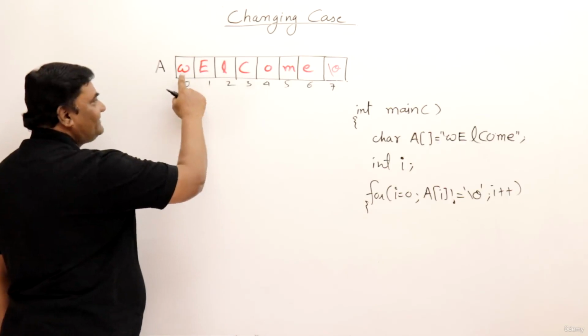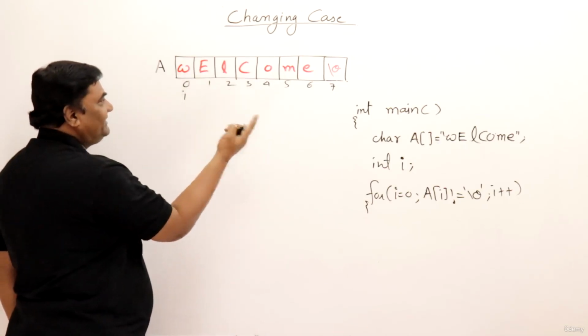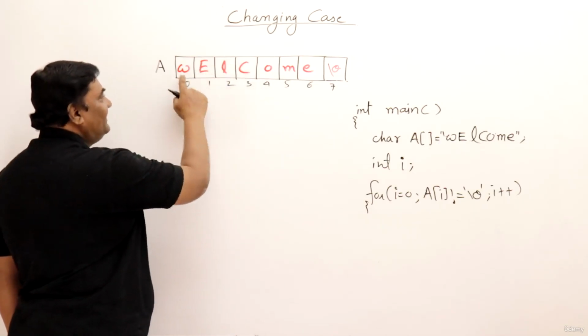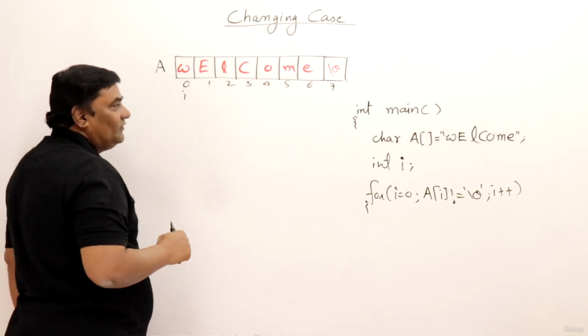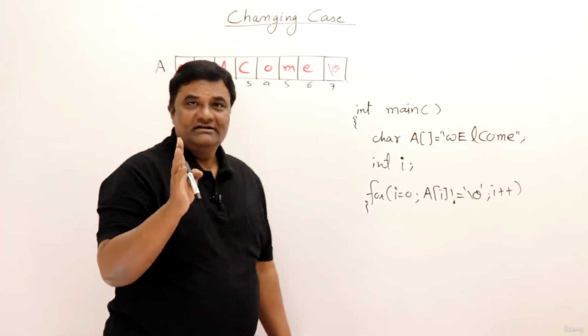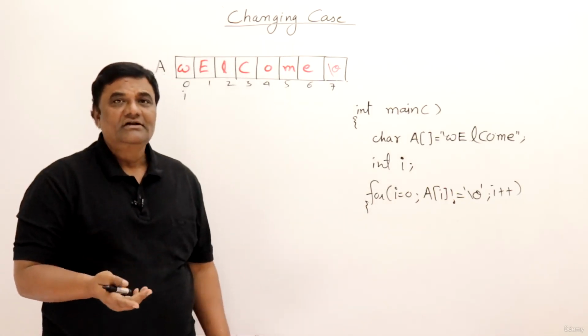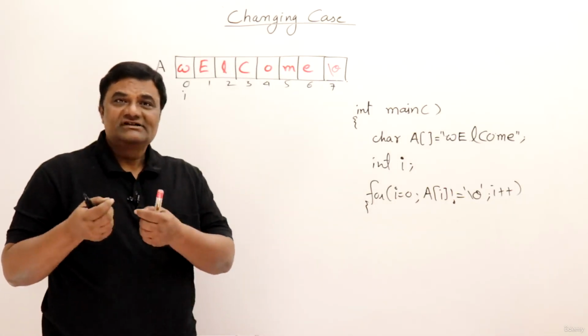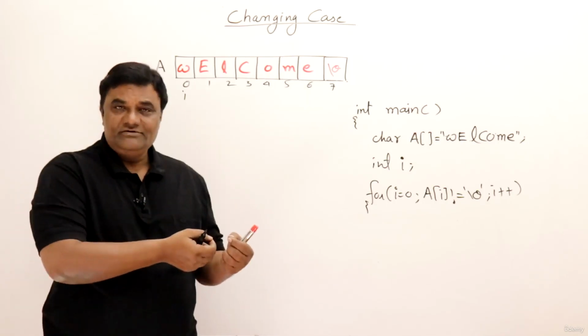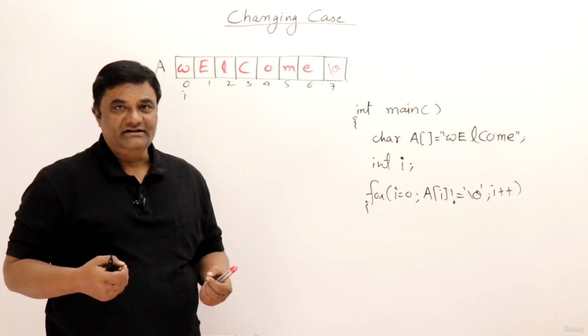I have these alphabets, some are in lowercase and some are in uppercase, like E and C are in uppercase, the rest of them are in lowercase. So whichever are in lowercase, I will change them into uppercase, and uppercase to lowercase. So it is simple. If it is upper, I have to add 32. If it is lower, I have to subtract 32.